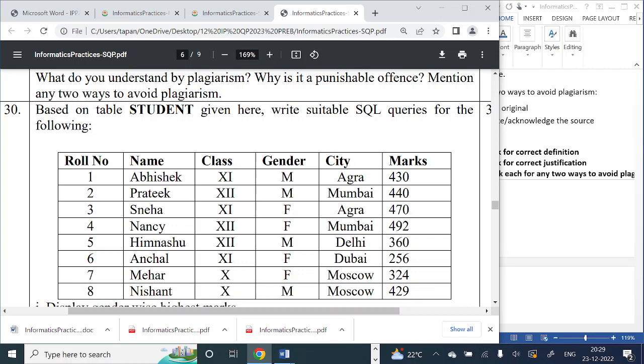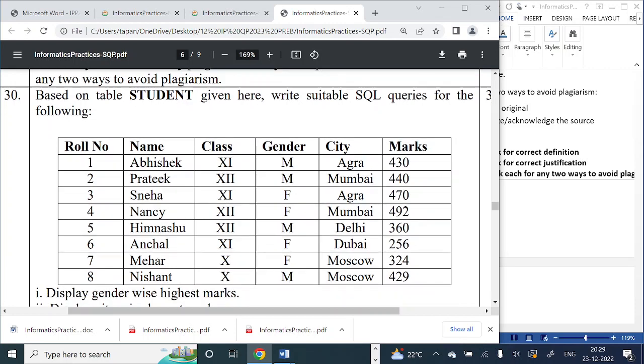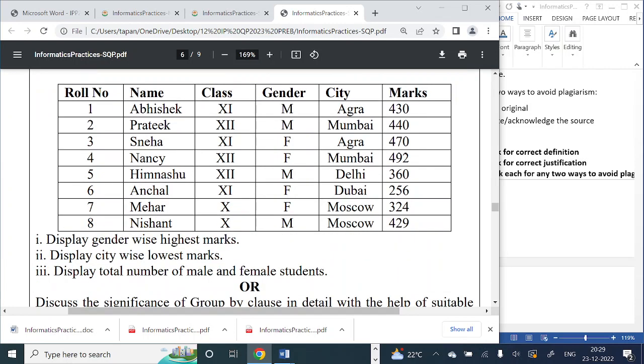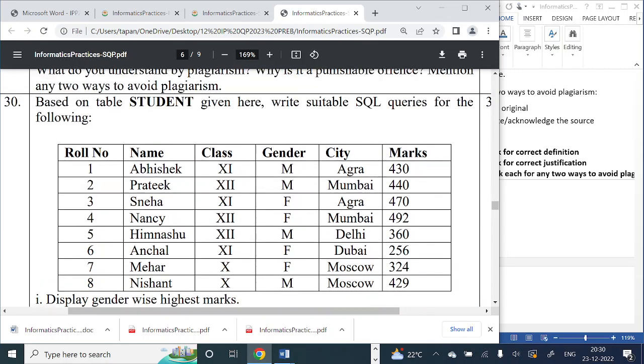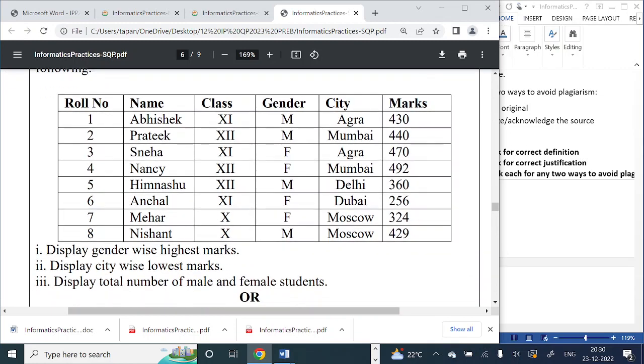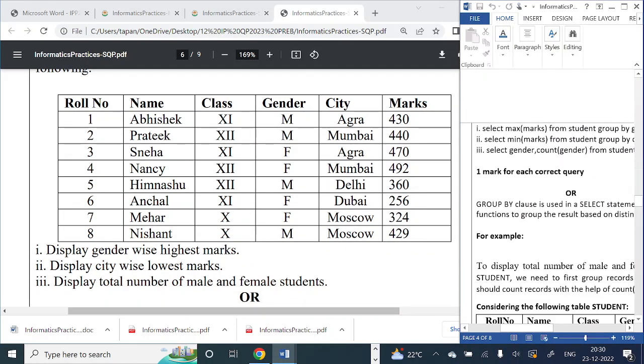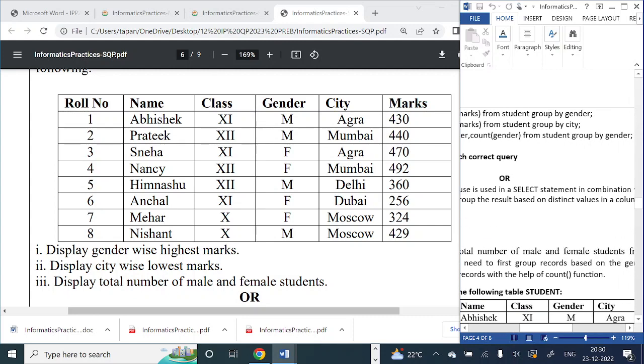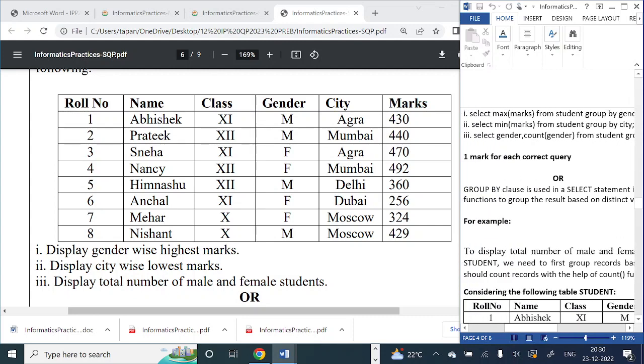Next, question number 30. Based on the student table given here, write suitable SQL queries. First is display gender wise highest marks. Now this we have done. Wherever 'wise' or 'of each' is written, we use group by. So here group by gender, and highest marks is max marks. So: select max marks from student, group by gender. This is the answer. Select max marks from student group by gender is the first one.